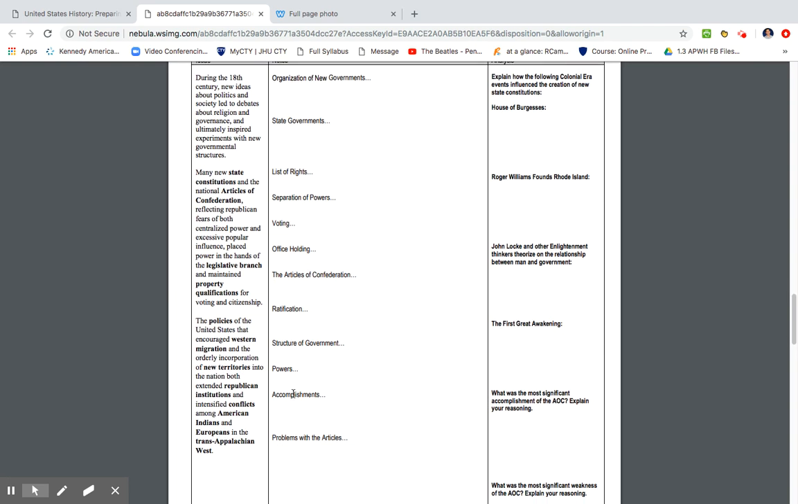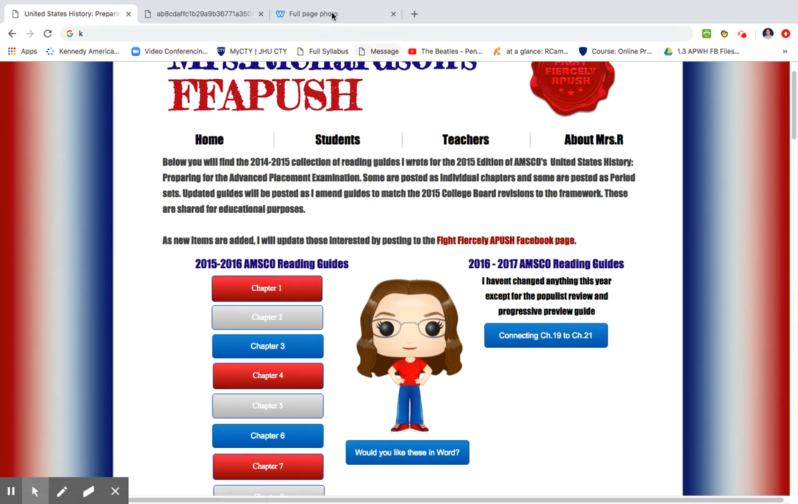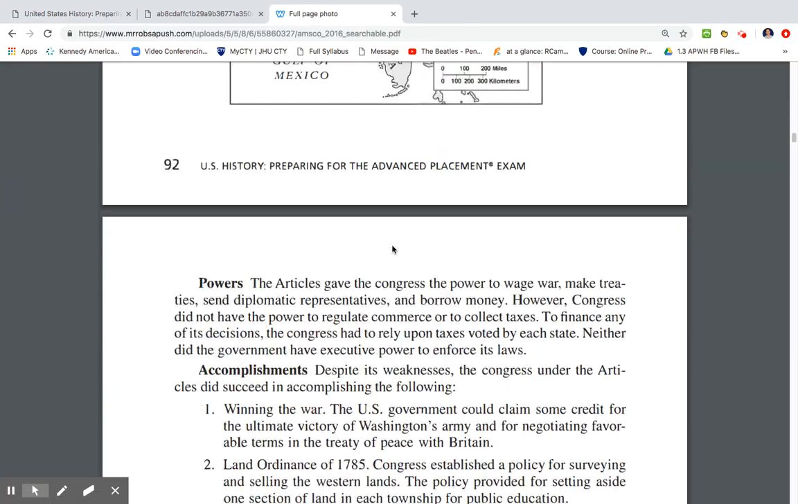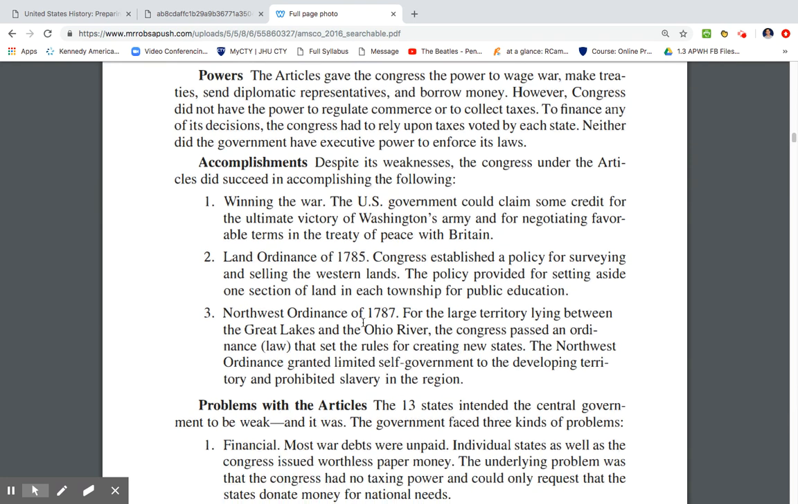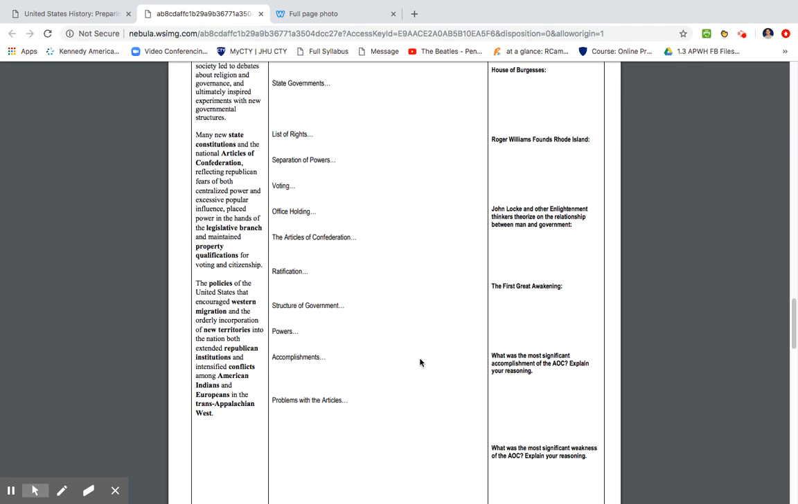So when we're looking at the accomplishments, it set up the Land Ordinance Act, and there was another act. Let me go back because I can't remember. It's on the tip of my tongue. You also want to make sure you mention, here it is, the Northwest Ordinance of 1787. This provides a procedure by which a territory would become a state.